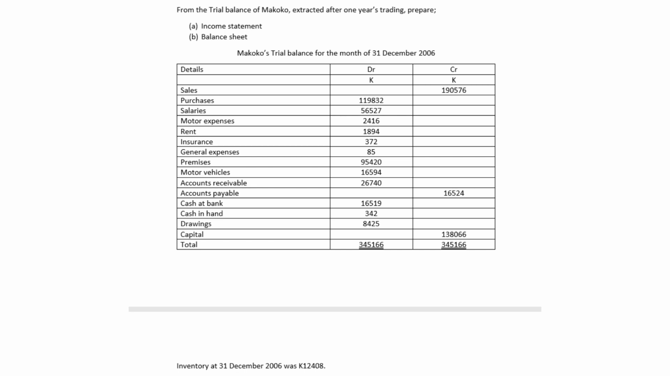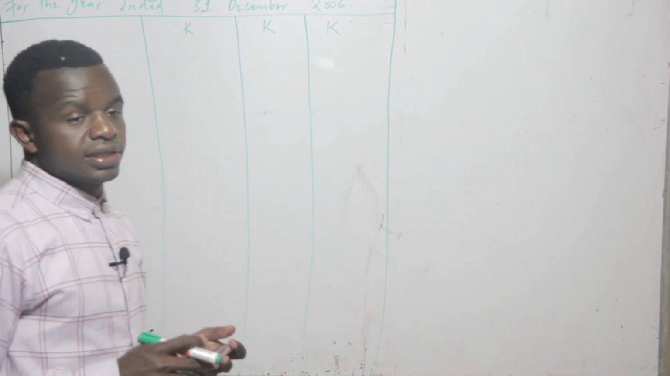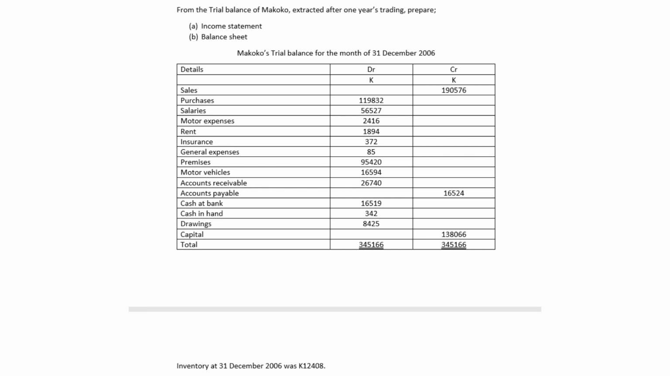And our first question A, we have been told to prepare the income statement. For the income statement, I've already written the title. The title is going to read Makoko's Trading Profit and Loss Account for the year ended 31st December 2006. So we're going to start by looking at the trading account. For the trading account, we start with sales. The sales figure there is 190,576.